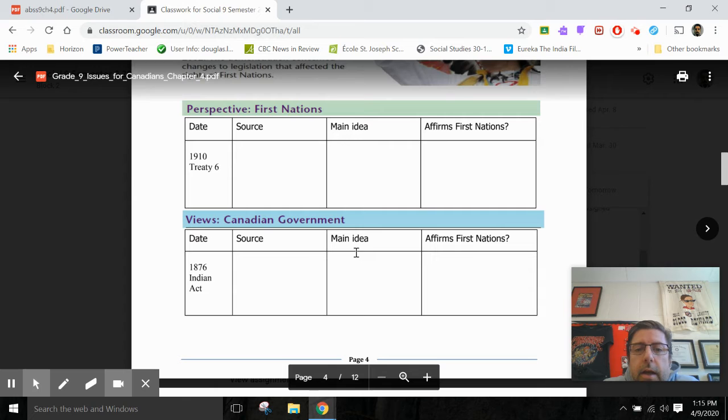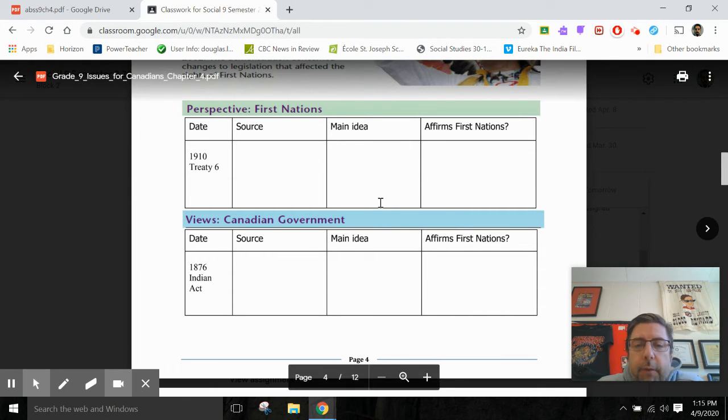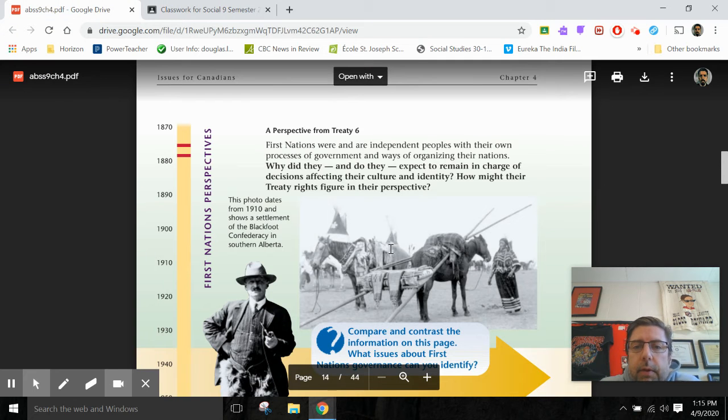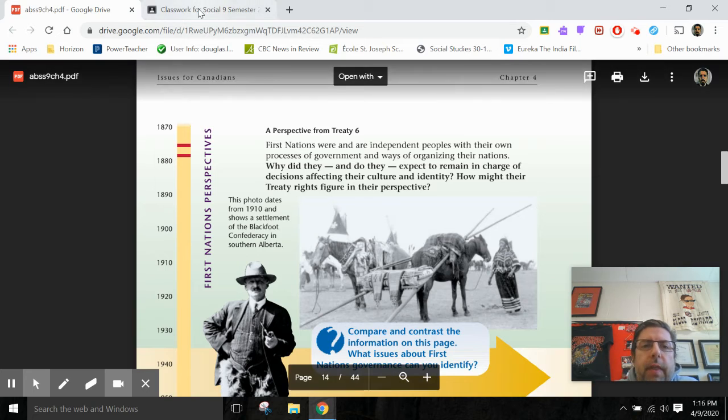Okay. You need to give me the main idea. What are some of the main ideas you get out of that photograph and from the reading? Does it affirm? Generally, most of the First Nations sources, I would imagine, would affirm First Nations, would support it. Whereas, at least initially, the sources that the Canadian government had would not affirm First Nations. So you've done that one.